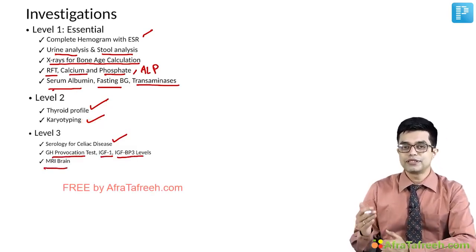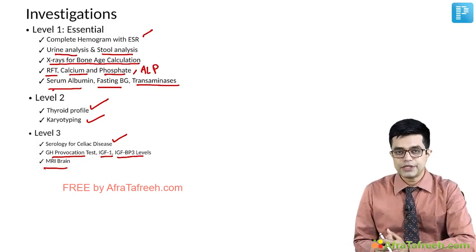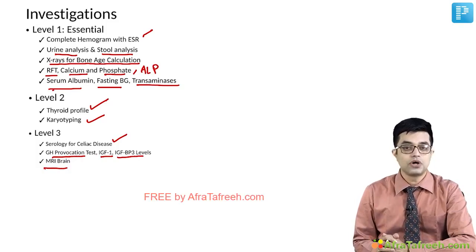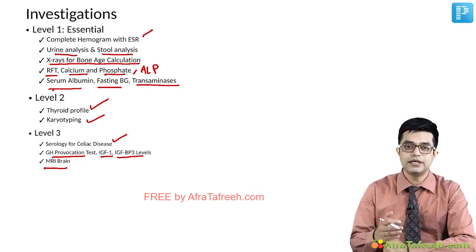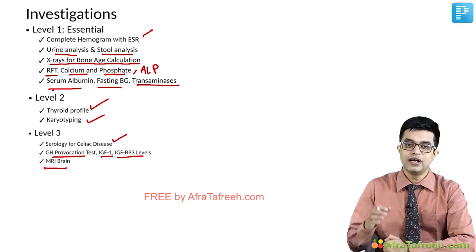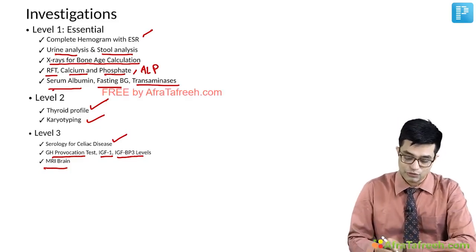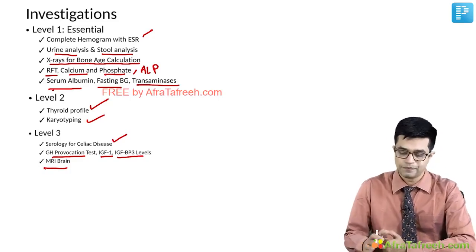Contrary to popular perception, growth hormone deficiency is a rare cause of short stature, and so it is not considered to be either a first line or second line investigation unless you have a strong reason to look for it. And this is what these investigations also show.